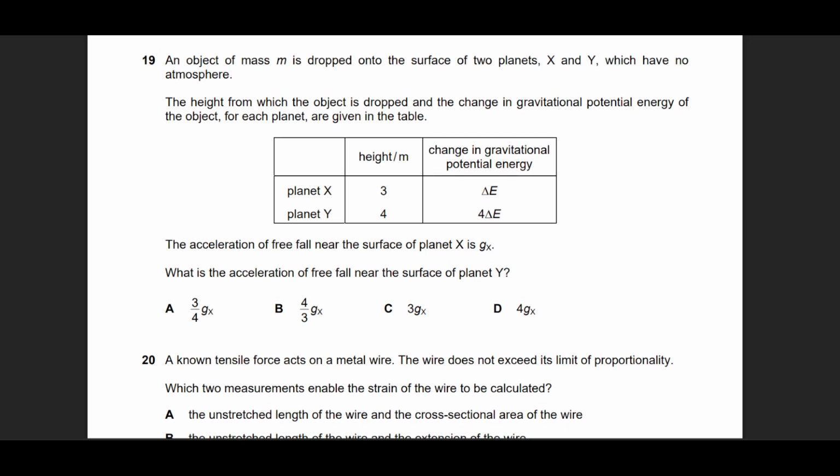Question number 19. He says, which has no atmosphere? Okay, fine. Air resistance is negligible. When he says no atmosphere, drop down. Okay, all right.